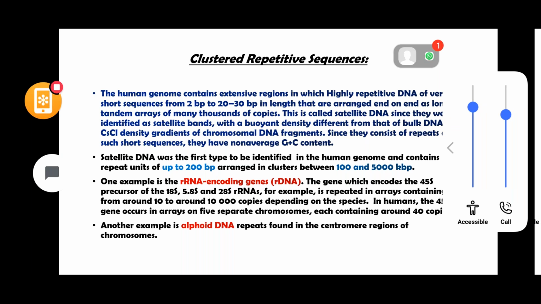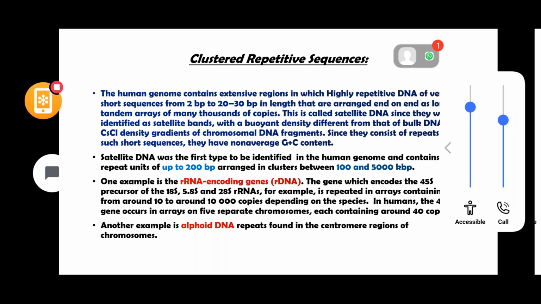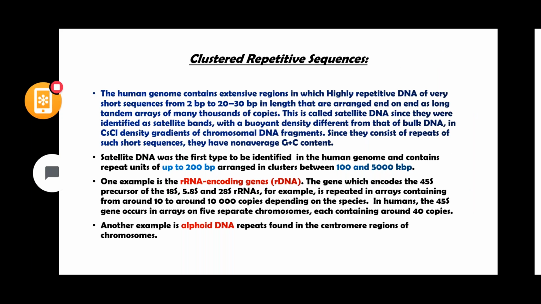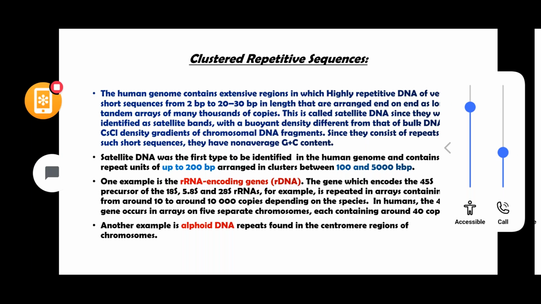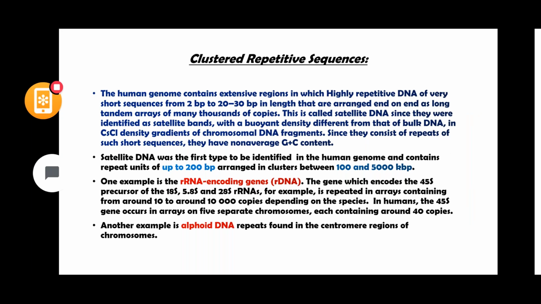Now, what are the examples? The examples are like alphoid DNA. These alphoid DNA are present near the centromere region, and in alphoid DNA sequences you'll find repeat sequences about 10 to 20 base pairs long, sometimes even 200 base pairs long, repeated several times. Another example is the rRNA encoding genes.